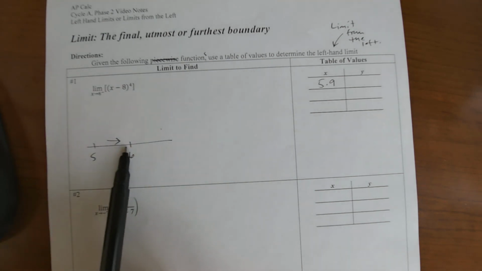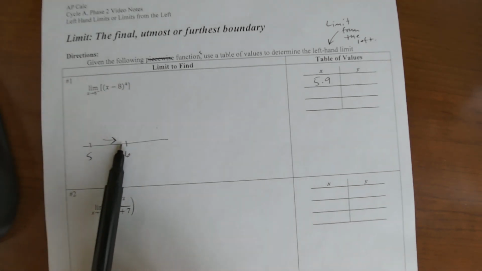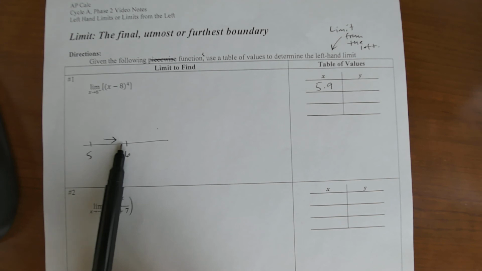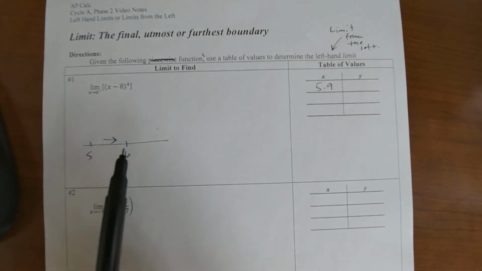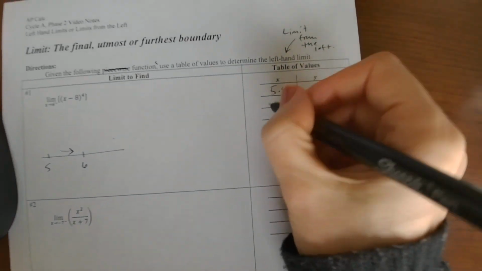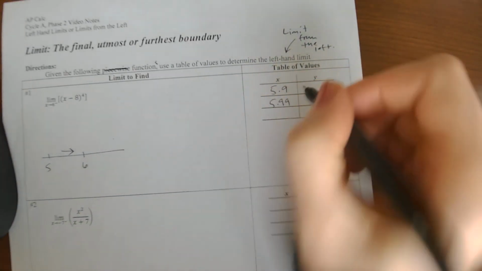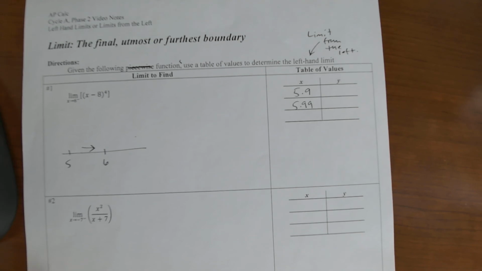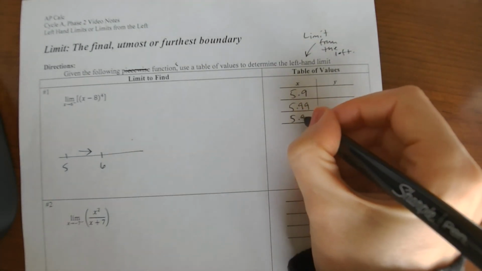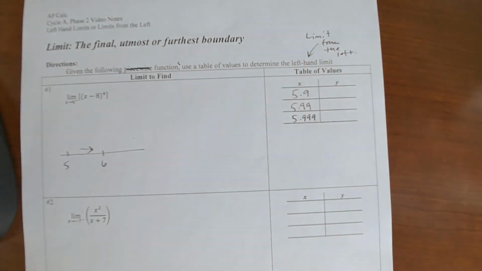So we're at 5.9, very close to 6, and that'll be our first input value. Then we want another input value that's even closer. So you just put in another 9: 5.99. And then you want to get even closer: 5.999.